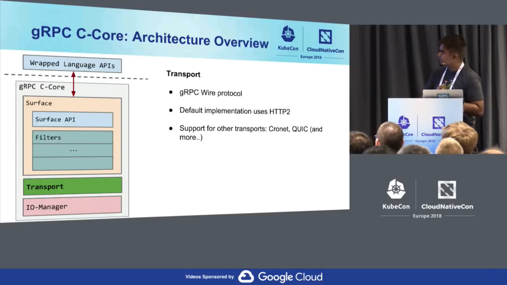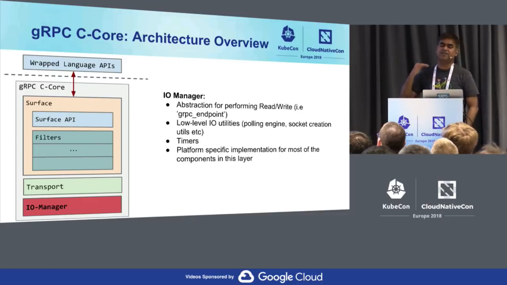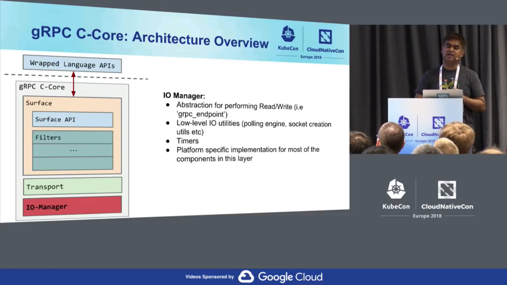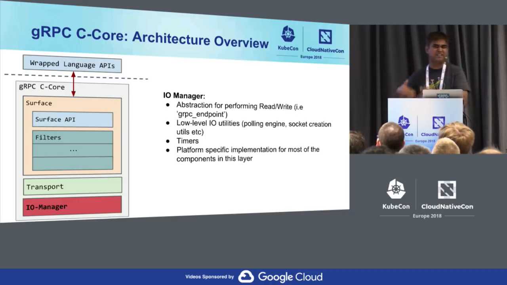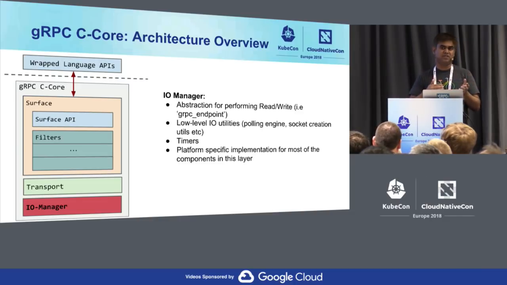The second is the transport. Transport implements the wire protocol. By default, it's HTTP2, but you can use other transports as well. And at the bottom layer, you have the I/O manager that provides low-level networking I/O functions, network utilities, timers, and a bunch of primitives that are platform-specific. Most of the components here tend to be platform-specific. We support multiple platforms. There's a Windows-based implementation. There is POSIX-based, and multiple versions depending on the specific kernel you're using. Not all kernels have all features, so there's a lot of platform-specific code at this layer.